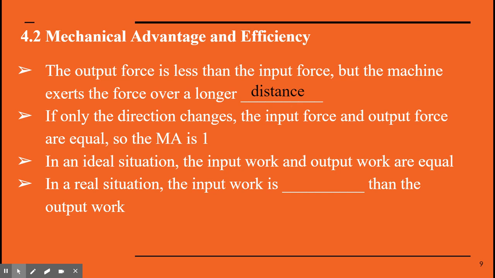If only direction changes, input and output are equal to each other, so MA is 1. For one that changes direction, an example would be a pulley system. You pull down on the rope for the pulley, an object gets pulled upwards. If there's just one pulley being used, your mechanical advantage is going to be 1.